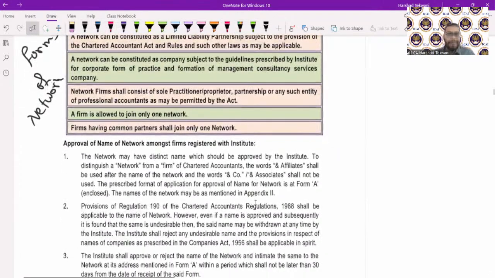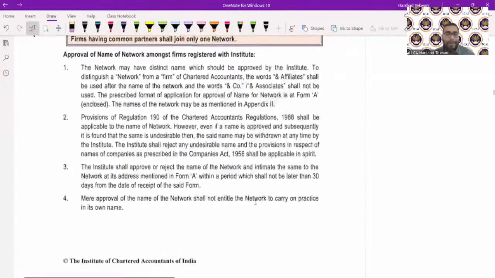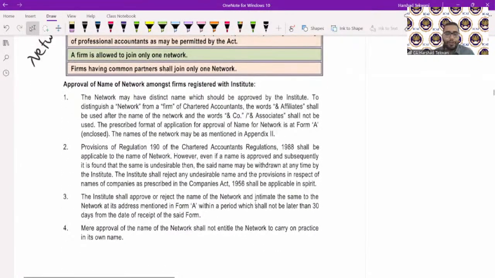Now you need to see that a firm is allowed to only join one network. So there can be firms having common partners, and joining only one network. So you need to see what is the structure present for the networking of firm. Now there are guidelines provided by the institute for the approval of name of the network of the firm, and what these guidelines say is that the network may have a distinct name, which should be approved by the institute. So network's name should be approved by the institute.